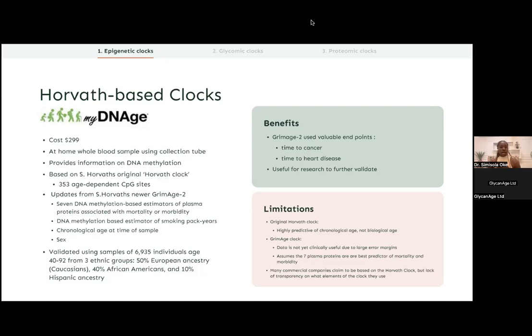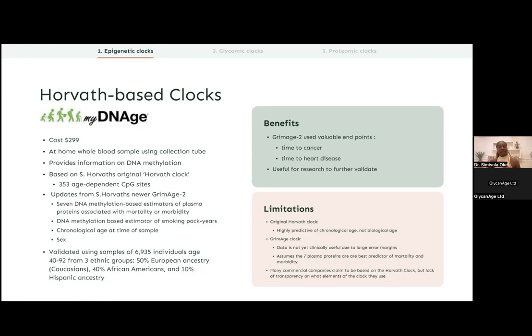It's not clinically useful. And the reason for this is because of the large error margins, potentially because of the calculations that are needed, but also because the clock ultimately assumes that these 7 plasma proteins that it's focused on are the best predictors of mortality and morbidity, which is, of course, not necessarily the case. And it comes back to this point of research that actually there is more research needed to understand which CpG sites are the most useful in estimating biological age.